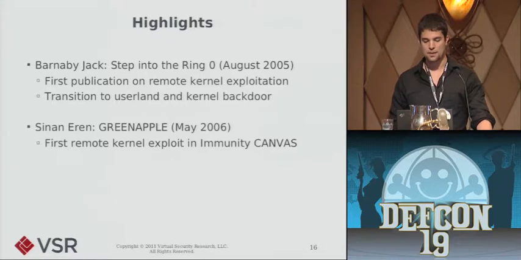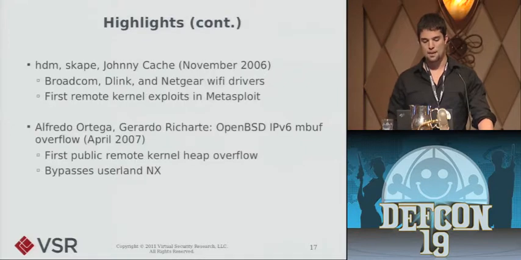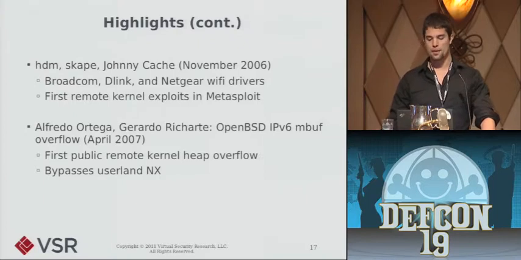ended up implementing. Next, in 2006, Sinan Eren from Immunity announced that they had Green Apple, which was a remote kernel exploit for Windows. And that's sort of the first commercially available remote kernel exploit that I'm aware of. Also in 2006, H.D. Moore, Matt Miller, and Johnny Cache published three remote kernel exploits that were all added to Metasploit in various Wi-Fi drivers.